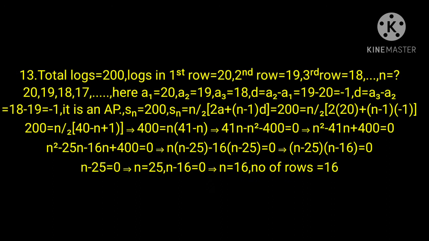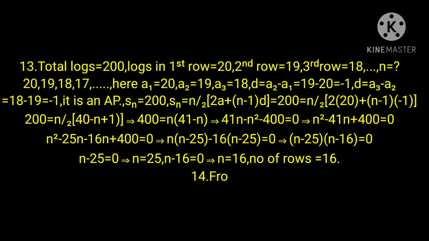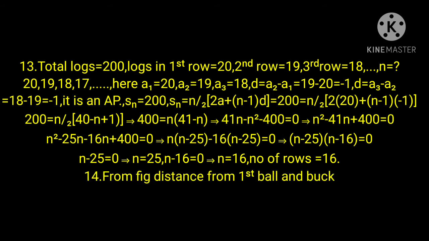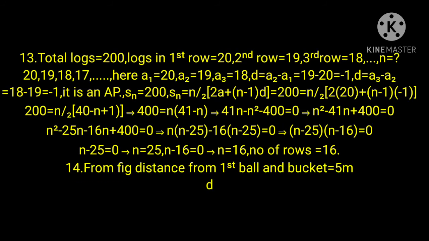Implies n minus 25 into n minus 16 is equal to 0. n minus 25 is equal to 0 implies n is equal to 25, n minus 16 is equal to 0 implies n is equal to 16. Therefore number of rows is 16. Why? Because in the first row it has 20 logs, no? Therefore we can consider here the number of rows is equal to 16.